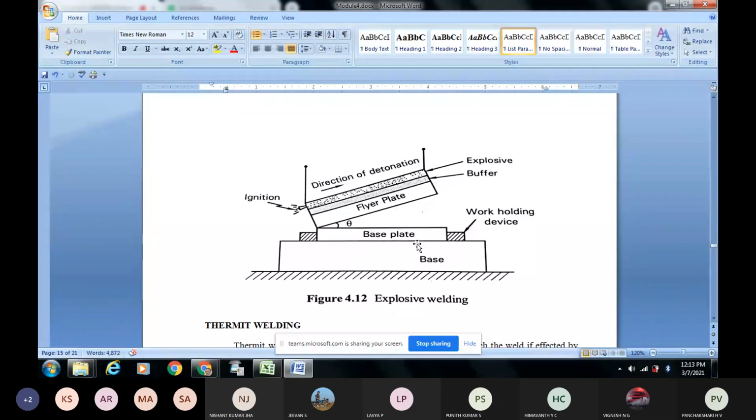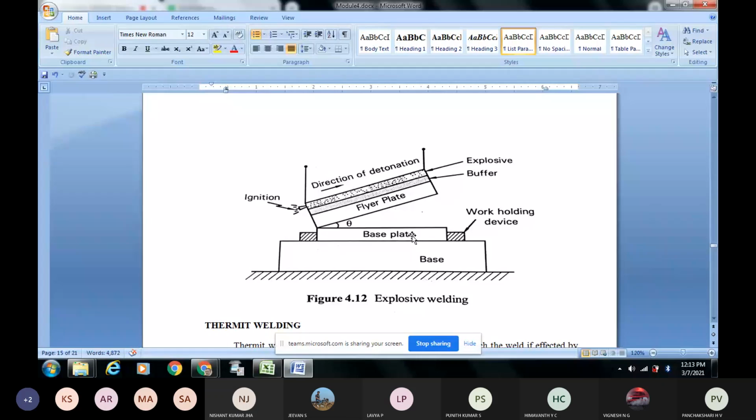Here, there is a base plate, which is called the anvil, and above this anvil, the base material to be welded is kept. That is the work holding device. You can see the work holding device. It holds the workpiece in proper position without any disturbance or dislocation. Dislocation means movement of the workpiece from one place to another by vibration. It should not happen. That is why this work holding device holds the workpiece firmly. So this is the base metal to be welded.